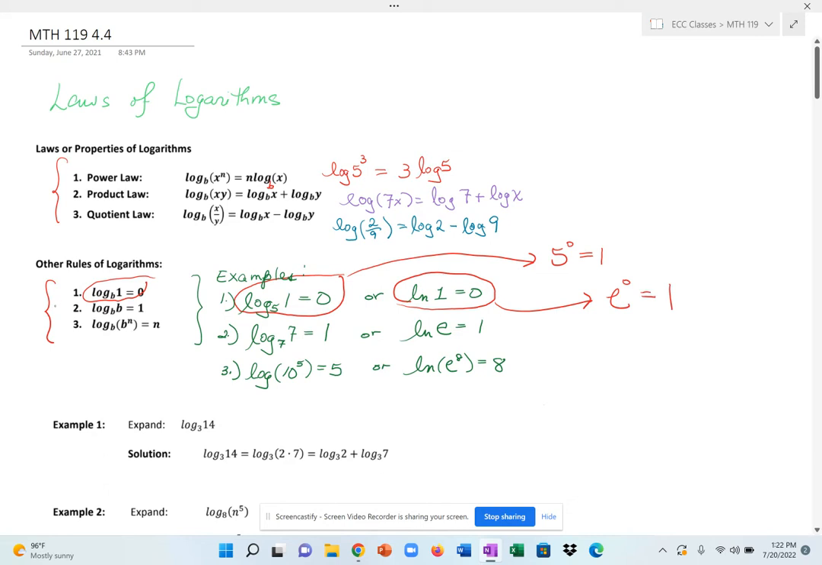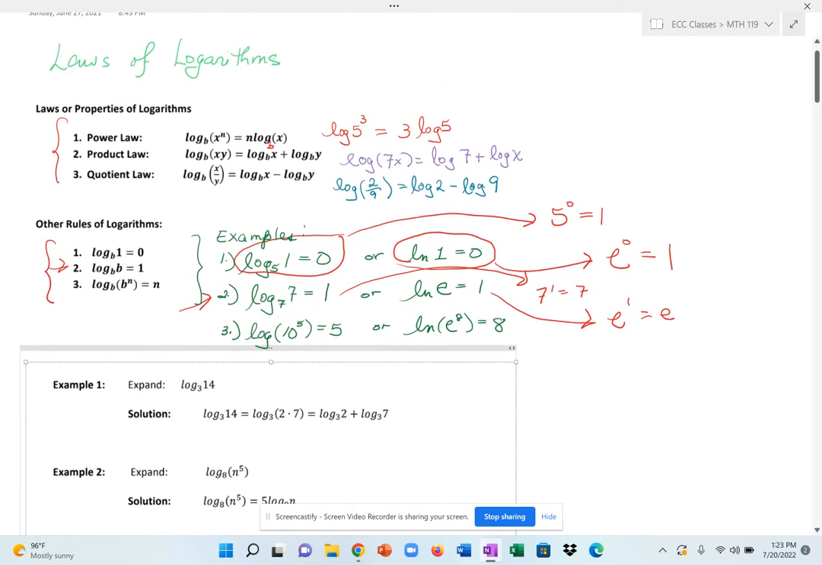The second rule says that the log base b of b is equal to 1. And so as long as the base of the logarithm and what you're taking the log of are the same value, your answer will be 1. And so here are two examples. The log base 7 of 7 is 1, or the natural log of e is 1. And again, that is because 7 to the first power equals 7. And this one is because e to the first power equals e.